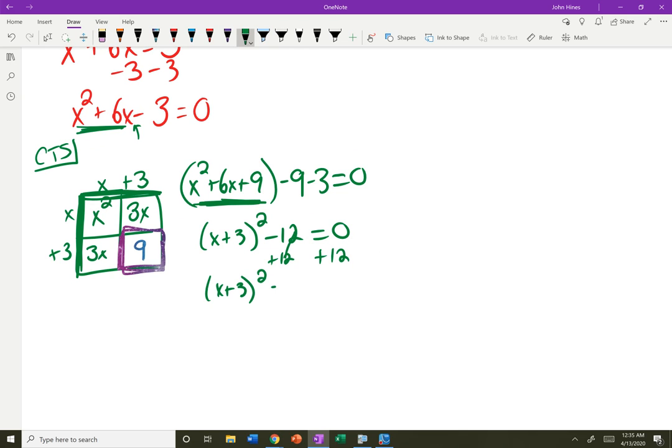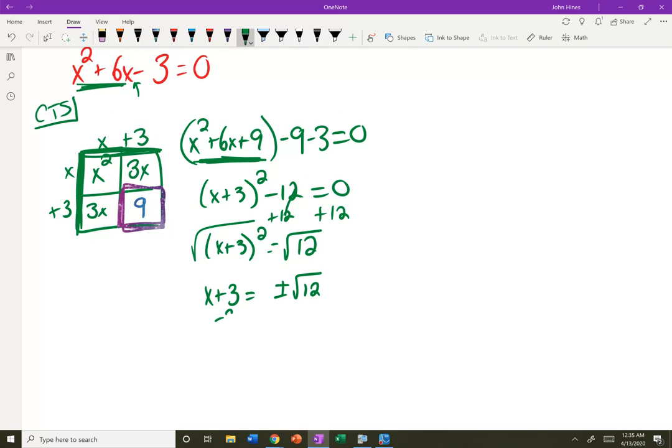X plus 3 squared equals 12. I undo squaring with the square root. X plus 3 equals plus or minus the square root of 12. Remember, when you take the square root, you have to include that plus or minus in front of it. And then finally, I'm going to subtract away the 3. Negative 3 plus or minus the square root of 12.